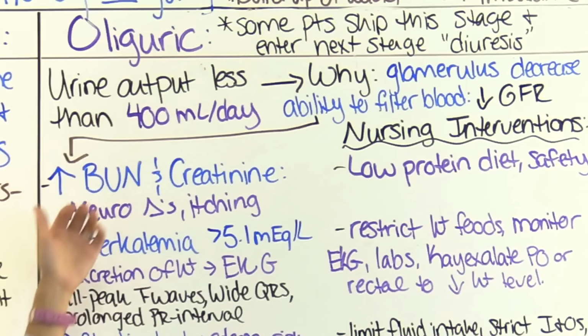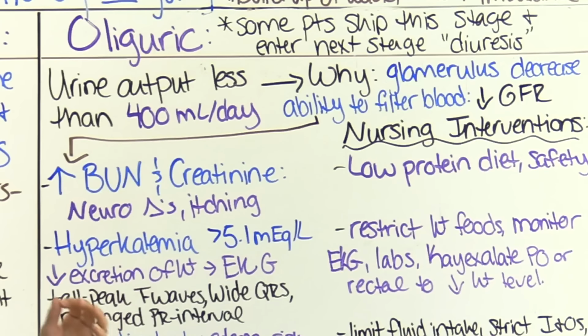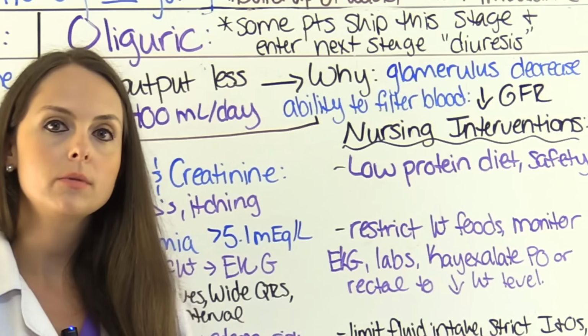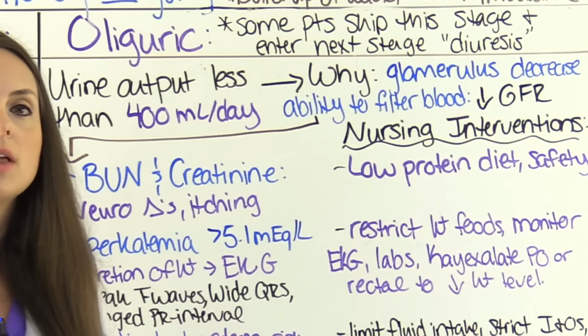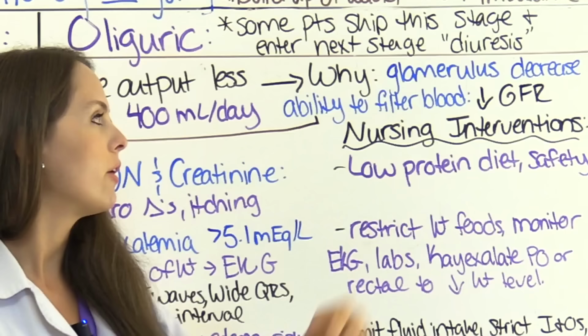Okay, so in the oliguric phase is where you will notice that your patient's urinary output is going to be less than 400 milliliters per day. And why? Why is the urinary output so decreased? Well, remember, it's because the glomerulus has decreased in its function to filter the blood. So when you look at the labs, they're going to have a decreased GFR.